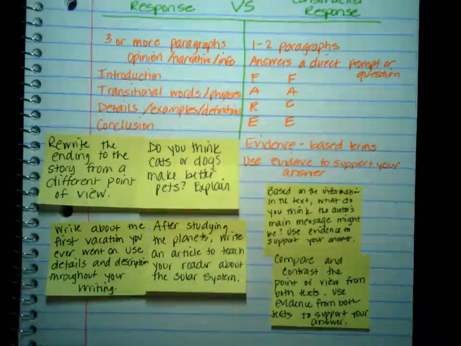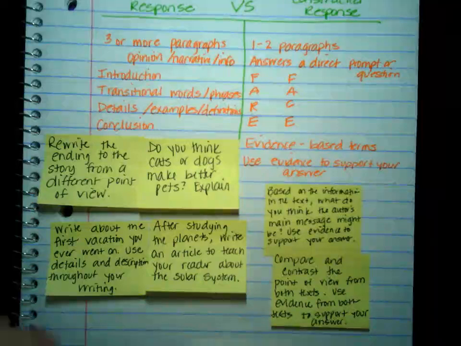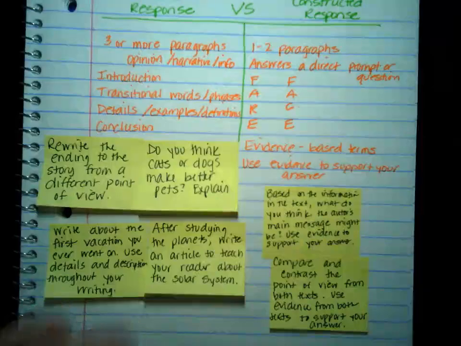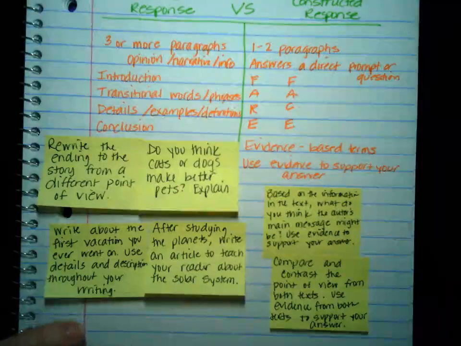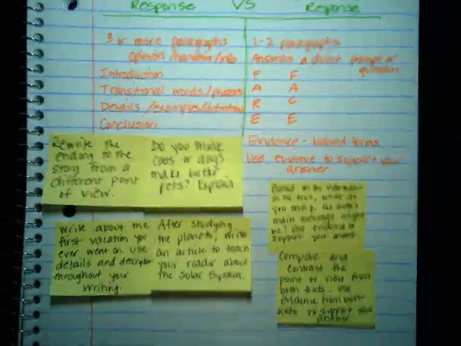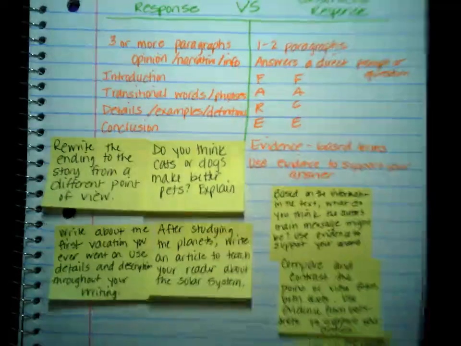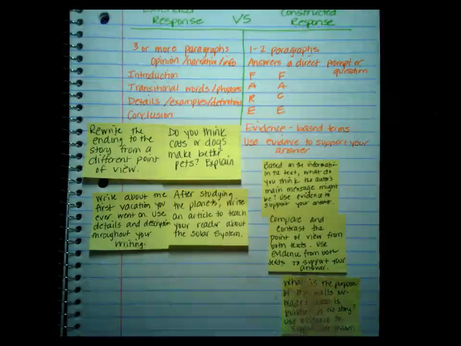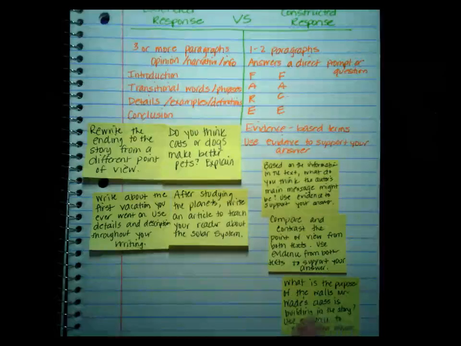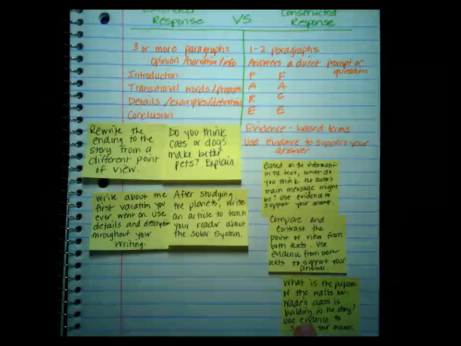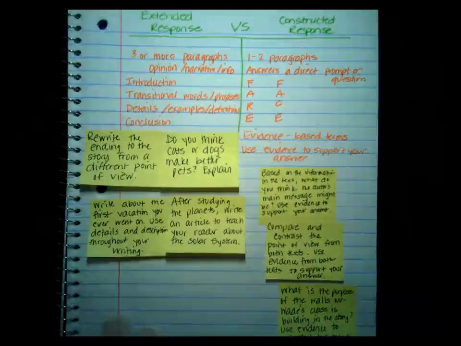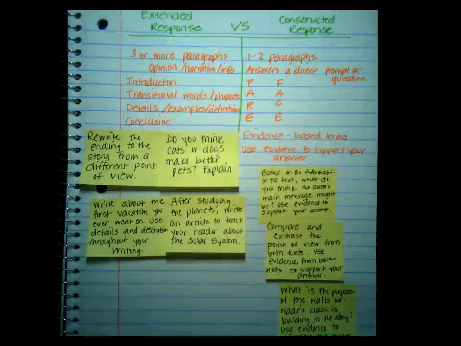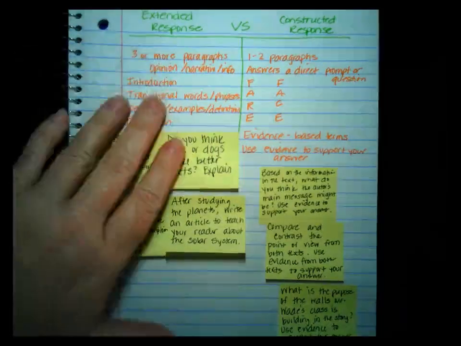And our last prompt is, what is the purpose of the wall Mr. Wade's class is building in the story? Use evidence to support your answer. This is also going to be a constructed response, okay? A constructed response, you can flip this question, answer it, and cite evidence or use evidence from the text to support your answer. All right, I just wanted to make sure that we understood the difference between extended responses and constructed responses.